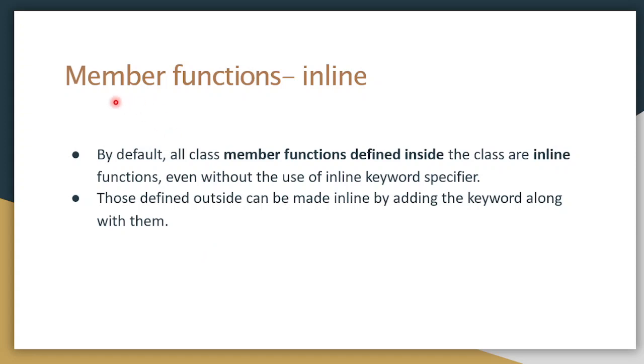Now let us talk about member functions. By default, all the class member functions defined inside the class are inline functions, even without the use of the inline keyword specifier. Those defined outside can be made inline by adding the keyword along with them. So basically, it's saying that the functions which are defined inside a class are already inline functions.